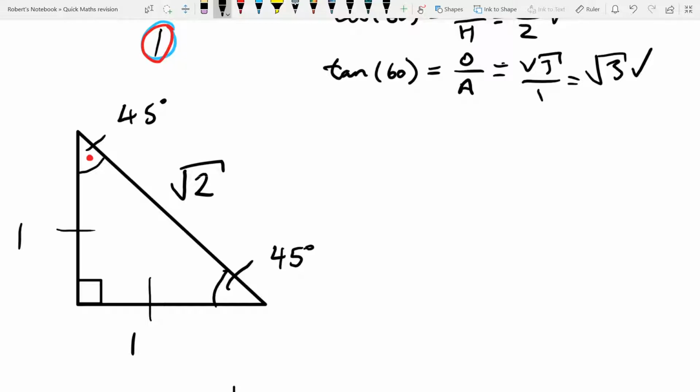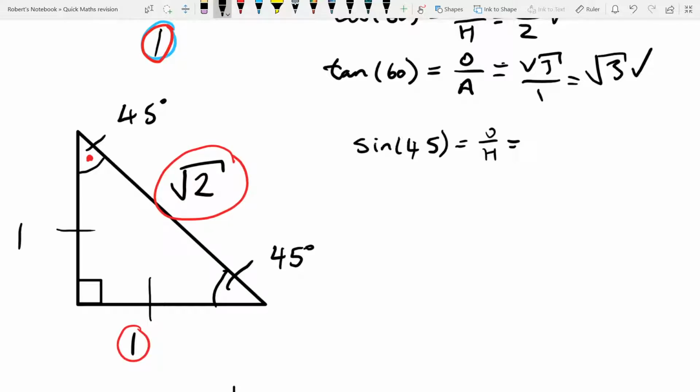So we're going to be able to do what we did before. Sine 45, that's opposite over hypotenuse. We're here in this corner. The opposite is the 1, and the hypotenuse is this root 2. So we get 1 over root 2, which is root 2 divided by 2 once you've rationalised the denominator. Okay, so let's look at the other ones.